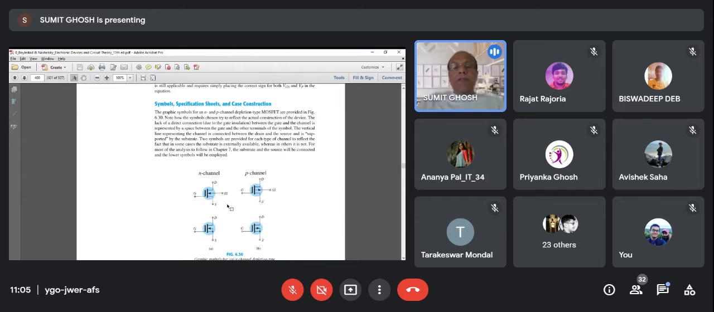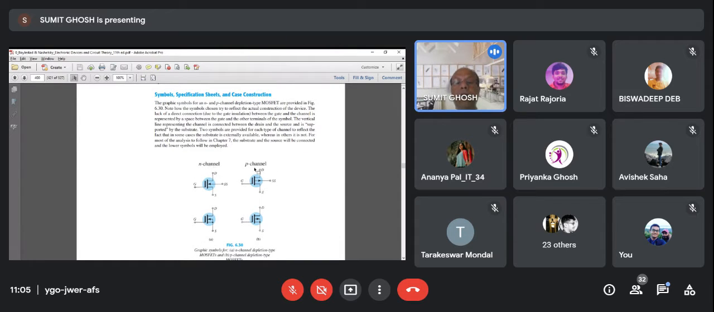So what else have we studied? I will just make a recapitulation. In the symbol, there is obviously one symbol for N channel, another symbol for P channel. And in N channel, there can be two types again, because both are symbols for N channel. And here, both are symbols for P channel. In this, the substrate and the source are not connected to each other. In this, the substrate and the source are connected to each other. So this is shown as a 4-terminal device: 1, 2, 3, 4. Here this is shown as a 3-terminal device: 1, 2, 3. So this is one point to note.